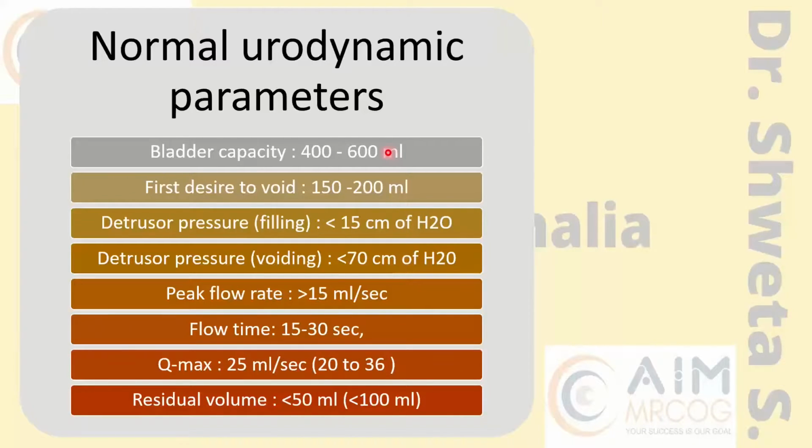I cannot emphasize enough that if you don't remember these normal urodynamic parameters, you cannot solve any question of urodynamics. So this has to be learned by heart. This has to be on the tip of your finger, what the normal values are, to understand what is abnormal. Am I clear about normal parameters? Anybody has any doubt about it? Okay, great. So all of you, please memorize this, and half of the job is done if you remember.